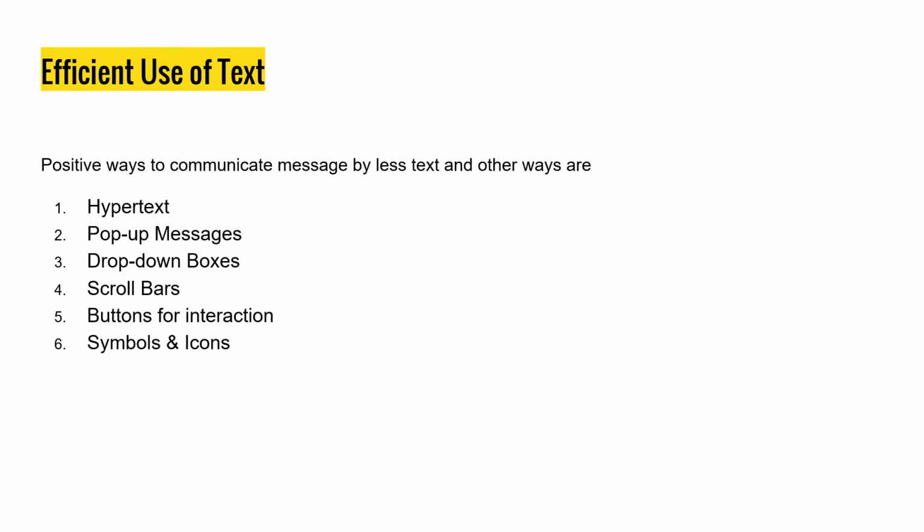Sometimes when you go to a website, once you enter the first page of the website, there will be pop-up messages. Maybe in the form of small messages, like a reminder, or when you move your cursor to a certain part, there will be pop-up messages. So normally pop-up messages will appear automatically. And we also have drop down boxes. Sometimes when you click the drop down icon, you have a few messages or a few words that come together with it. Yeah, scroll bars, buttons for interaction, and also symbols and icons.